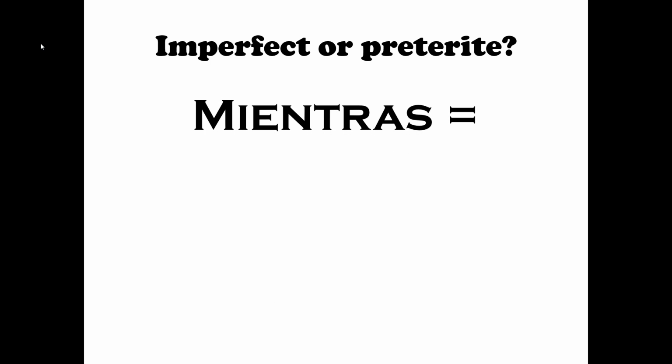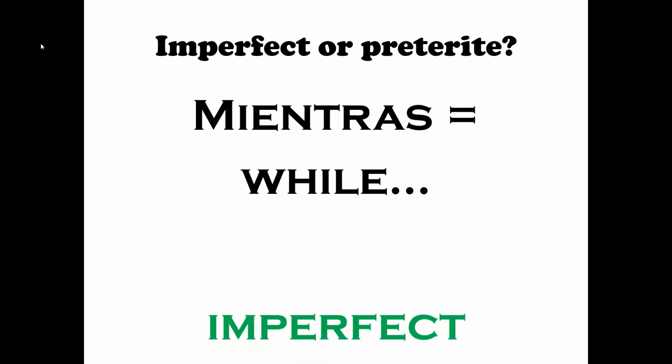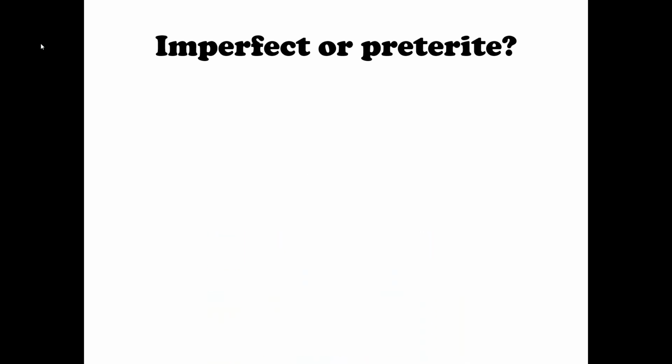Mientras. Mientras means while, like meanwhile, mientras. And think about this. If you use mientras, again, it's a green squiggly line. While I was sleeping, the class took a test. While I was sleeping, that is the background information. It's the green squiggly line part. It's what was happening in the background. It happened during the whole entire class period. I'm going to use imperfecto, the green one.